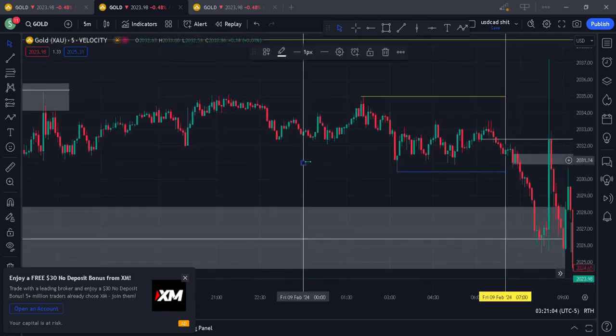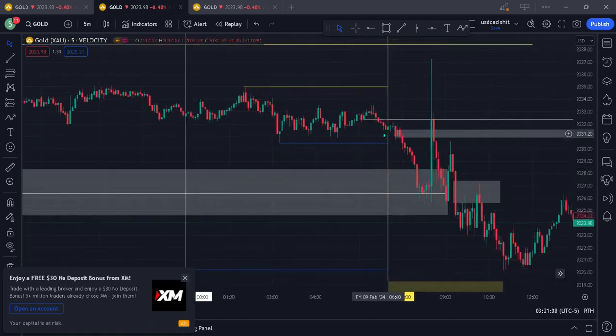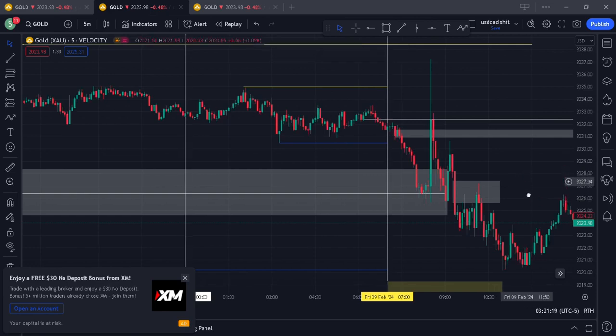Secondly, you want to make sure you put a line at 12 midnight and a line at 7 a.m. New York time. Reason being, everything on the left hand side of 7 a.m. is the London session, and then everything to the right of that is the New York session.